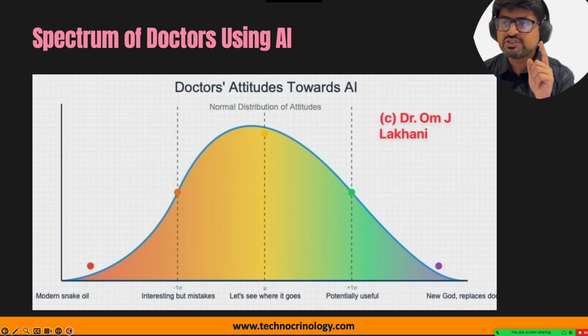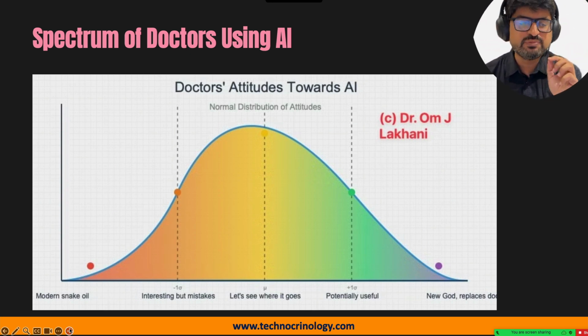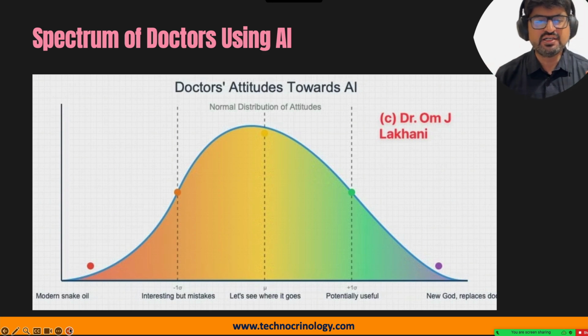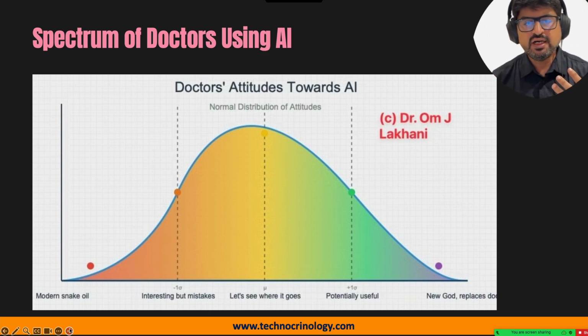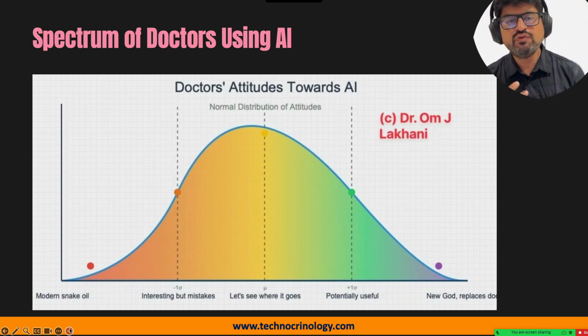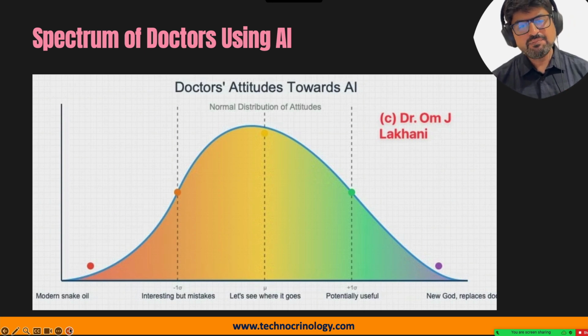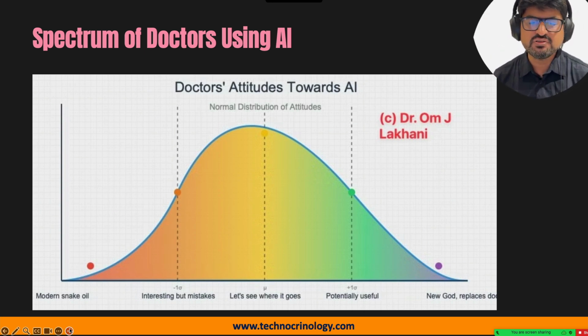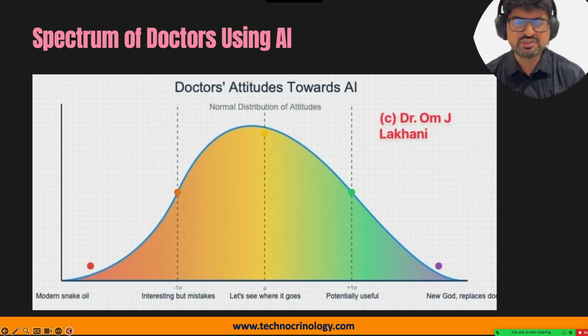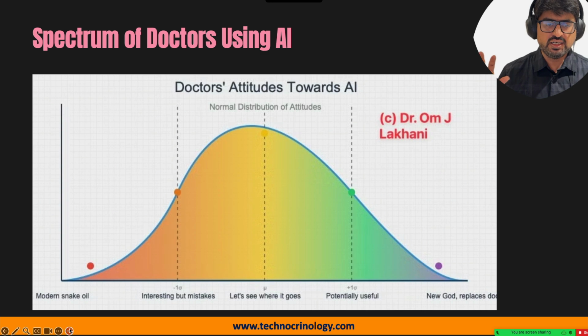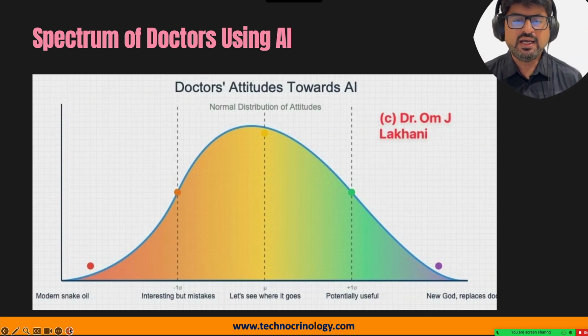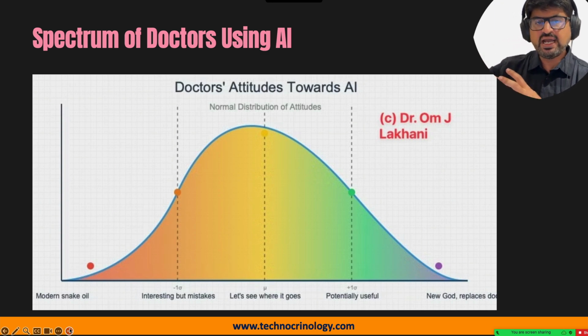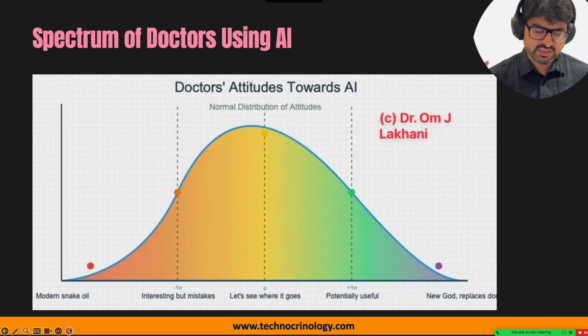I'm going to discuss with you why AI makes mistakes. The mistakes with AI are not because of AI. It is often because of us, because we don't understand AI, or we don't use it the right way. Then most of the people are in the middle of the curve. They say, okay, let's see where it goes, I'm agnostic. Then there are people who say, it's nice, it's potentially useful. And this is the place where I want most of you to be. They say, okay, this is good.